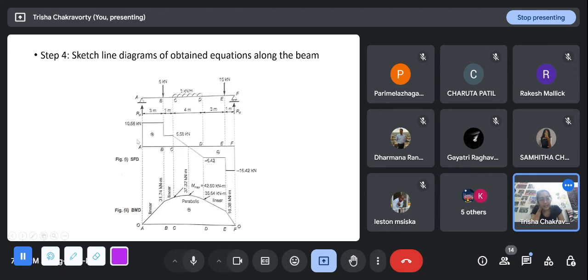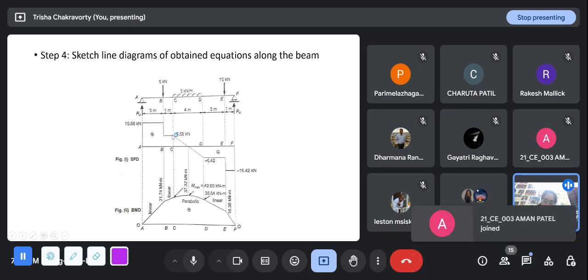So see, at A there is a jump upwards. Why is it upwards? Because I am looking from the left side and the reaction is in the upward direction. So there is a jump at A of 10.58. Then in A to B I have no force, so the shear force diagram remains constant. There is a jump in the downward direction of 5 kilonewtons. So there is a jump here. It reduces to 5.58. Then it again remains constant up to C.